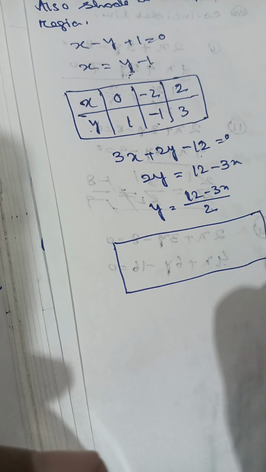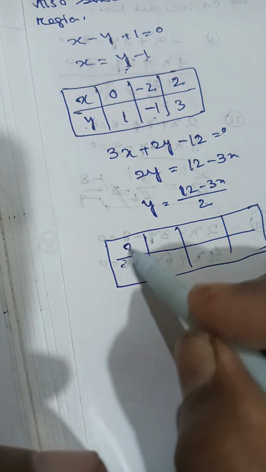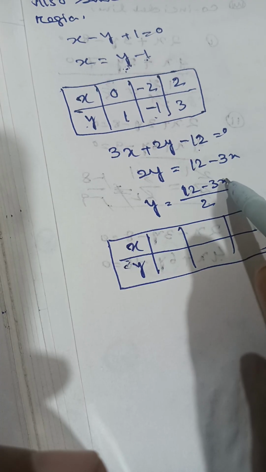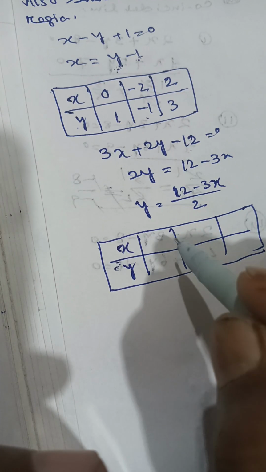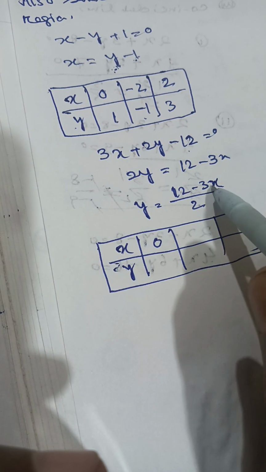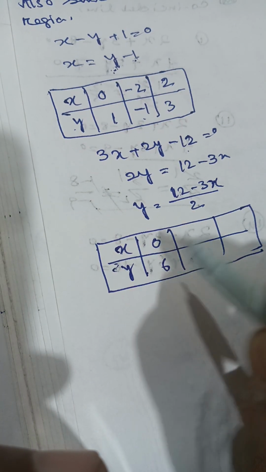So you make the table. Again, you have to consider at least 3 points. You write here x and y. Suppose we are considering x equal to 0. Then 3 into 0 will be 0. Here 12 remains, and 12 by 2 will be 6.